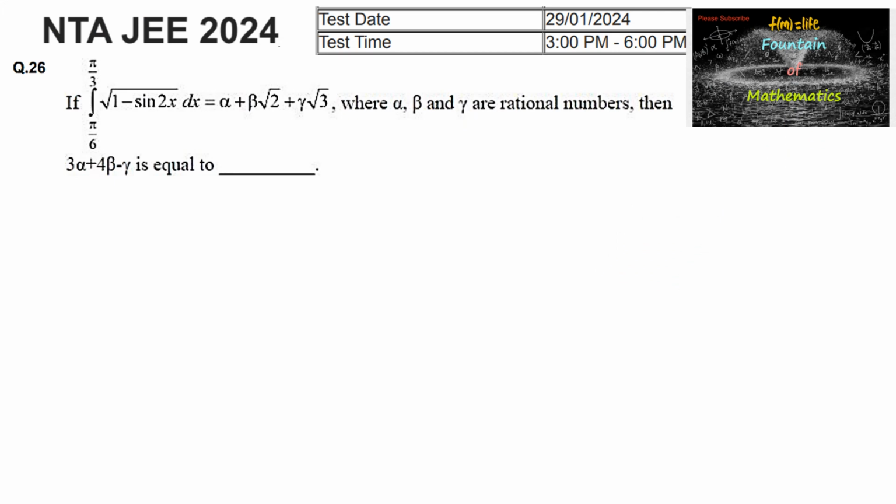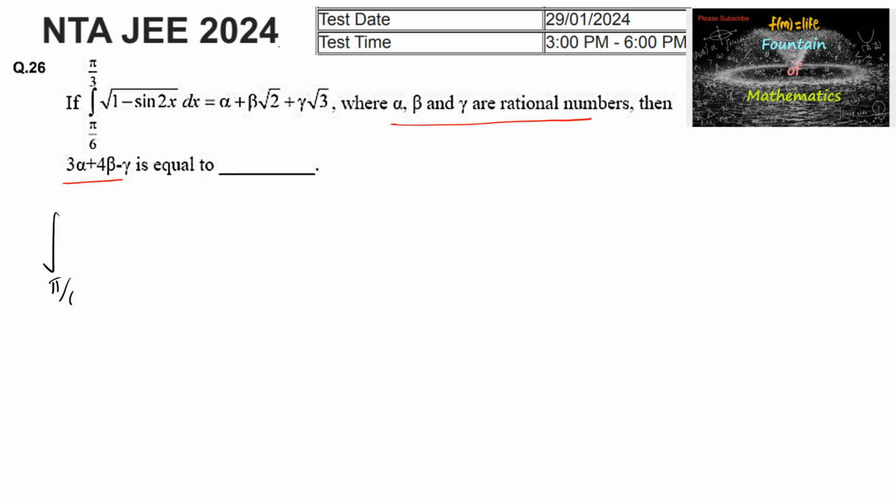If the integral from pi upon 6 to pi upon 3 of root of 1 minus sine 2x dx is equal to alpha plus beta root 2 plus gamma root 3, where alpha, beta, gamma are rational numbers, then find 3 times alpha plus 4 times beta minus gamma. So let us simplify.